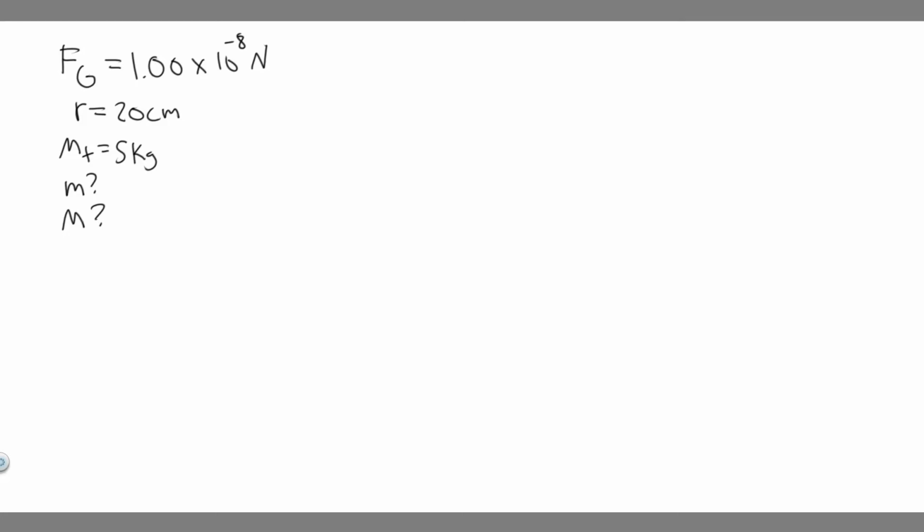In this problem, we're told two objects attract each other with a gravitational force of magnitude 1 times 10 to the minus 8 newtons when separated by 20 centimeters. If the total mass of the objects is 5 kilograms, what is the mass of each?